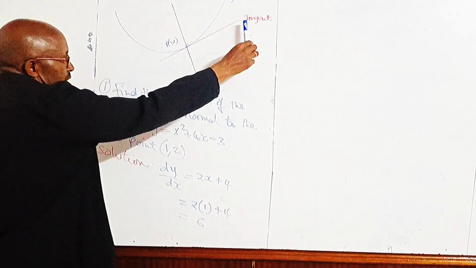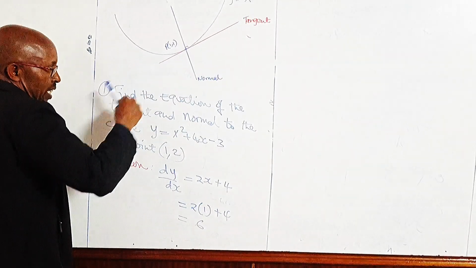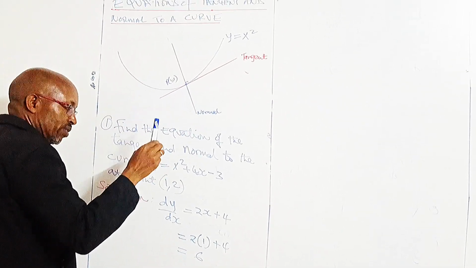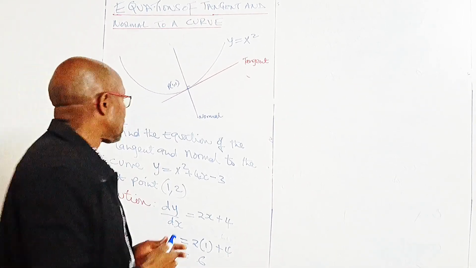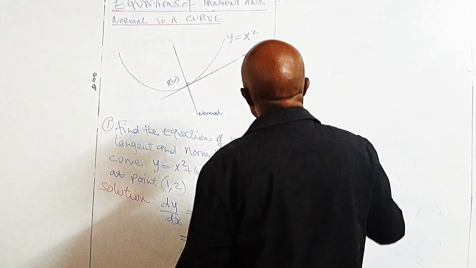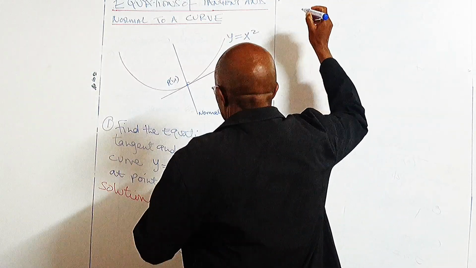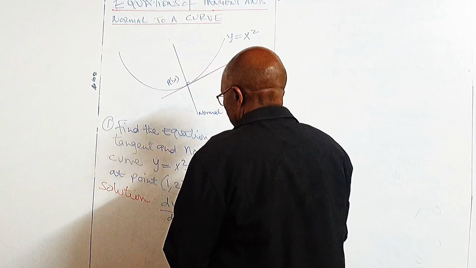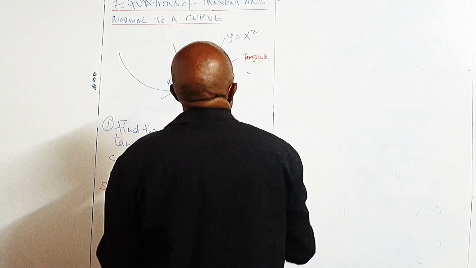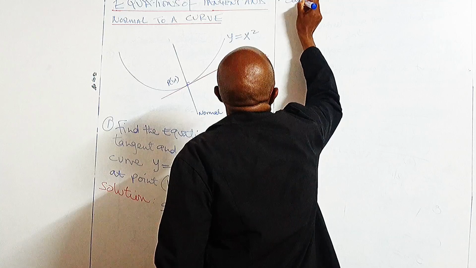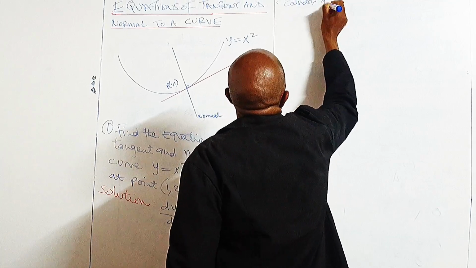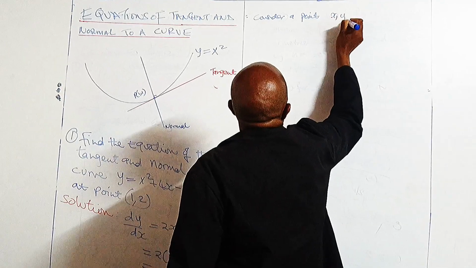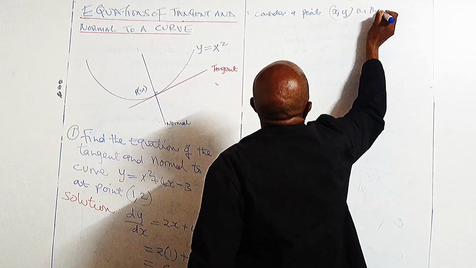So the gradient of the tangent at that particular point must be equal to the gradient of the curve. Therefore, our gradient of the tangent will be 6. We consider a point (x, y) on the tangent.